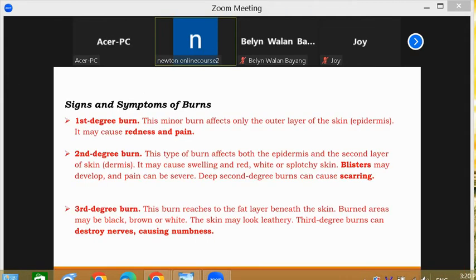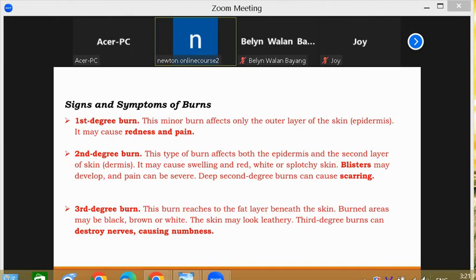So, signs and symptoms of burns. What are the signs and symptoms of burns? First degree burn. This minor burn affects only the outer layer of the skin. It may cause redness and pain. So first degree burn, we know that it will be affecting only the outer layer of the skin. So what are the signs and symptoms? Only the redness and pain the patient will have.